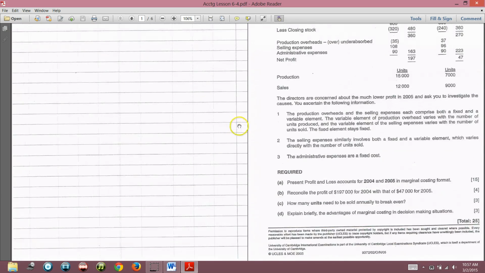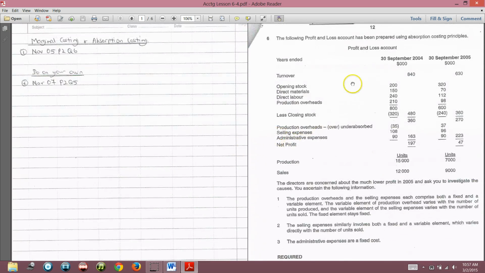But over here, using the absorption costing basis, your opening stock and closing stock includes production overhead. It includes fixed production overhead and it includes variable production overhead. Okay. So now we can read the rest of the question.